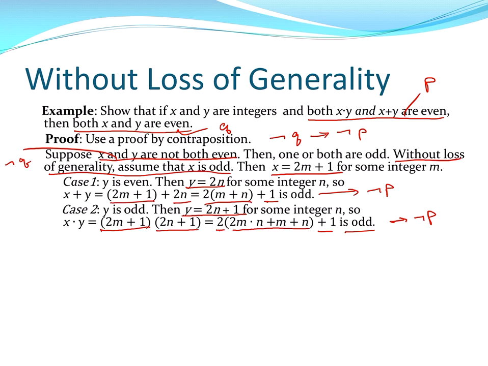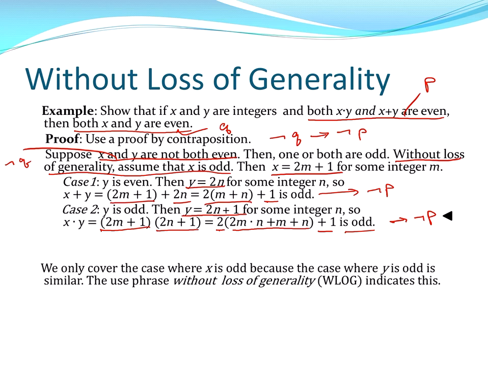We don't have to check the other aspect of P because only one of them needs to be odd in order for not P to be true. And we are done. We didn't need to check the case where y is odd and x is even, because x and y are essentially the same above, and that's without loss of generality.